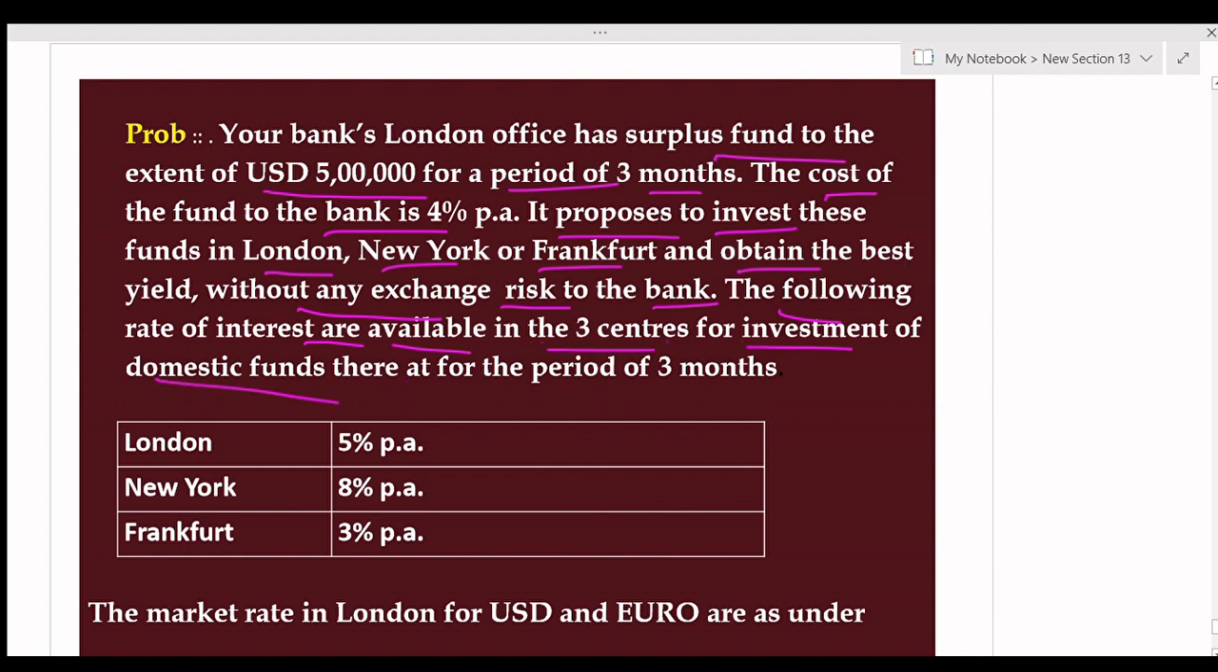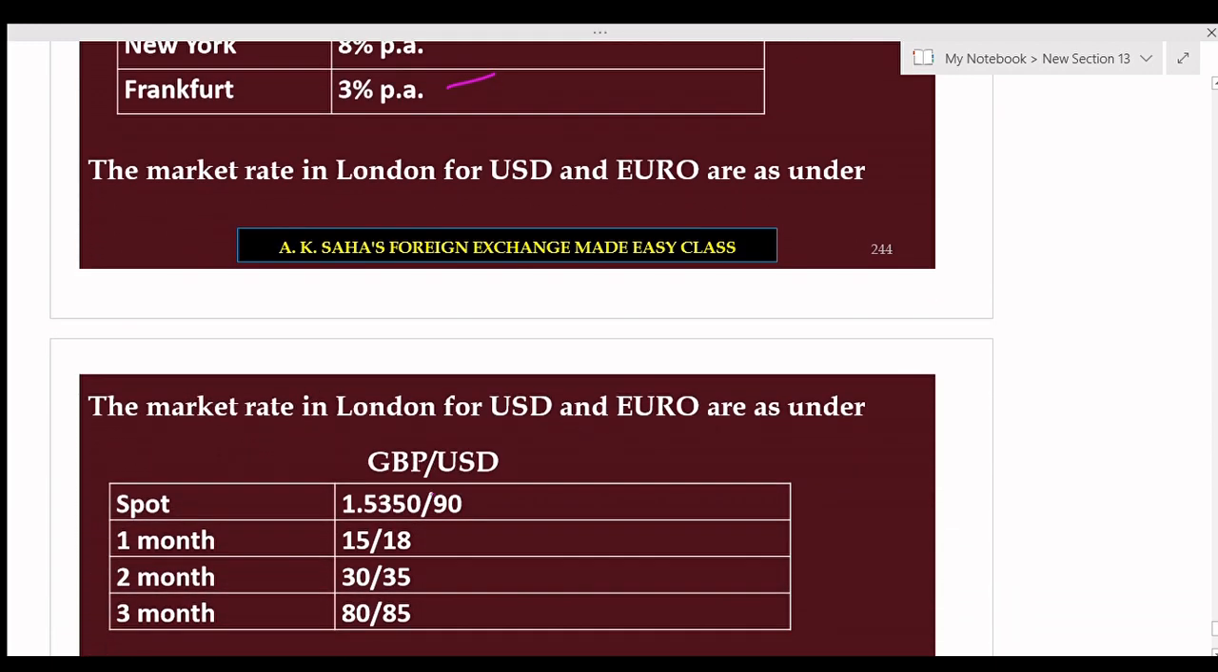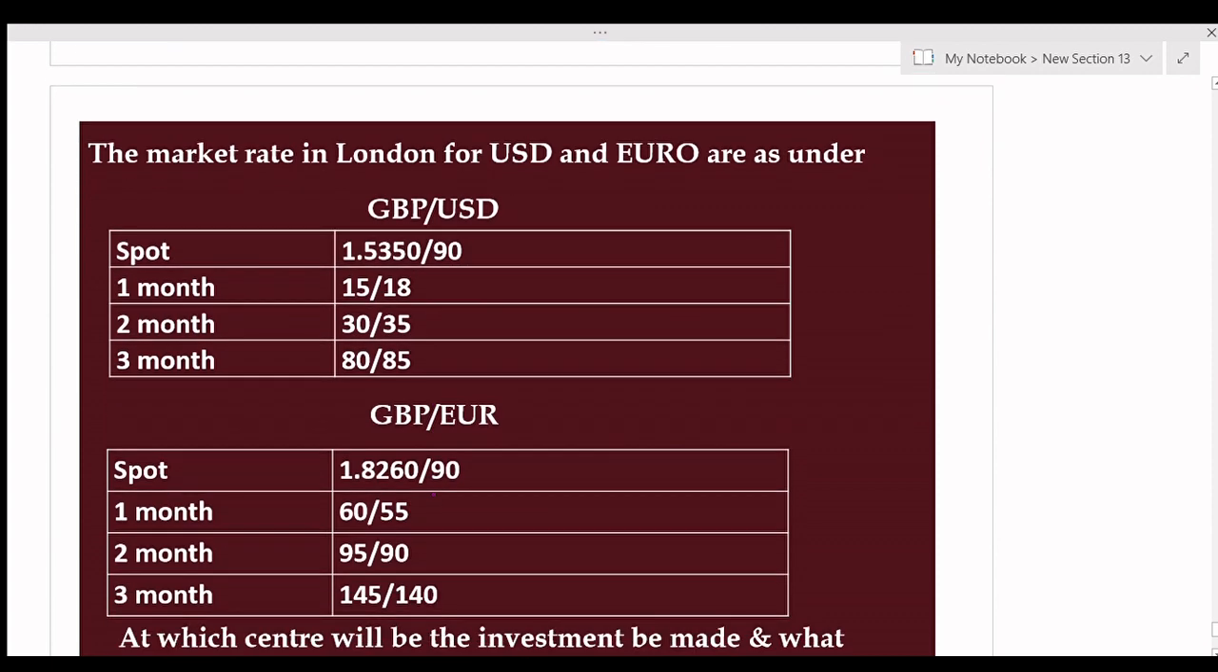The following rates of interest are available in the 3 centers for investment of domestic fund, for a period of 3 months. London 5% per annum, New York 8% per annum, this is the deposit rate, and Frankfurt 3% per annum. The market rate in London for USD and Euro are as under.